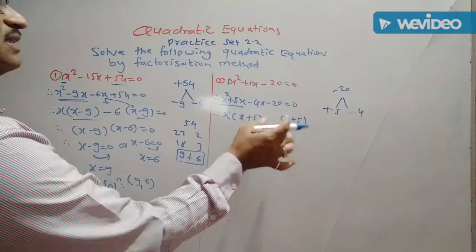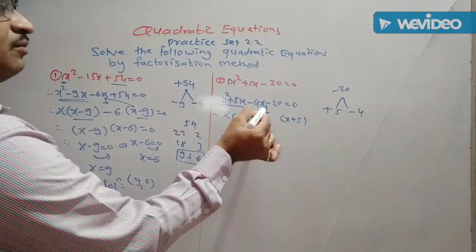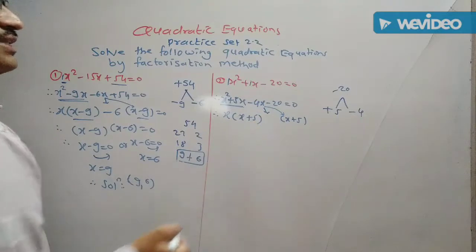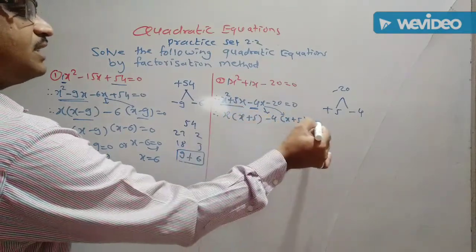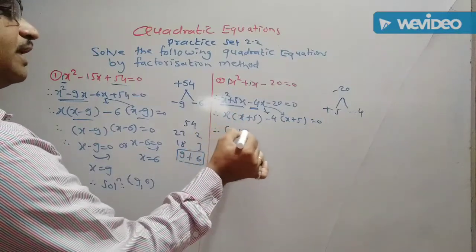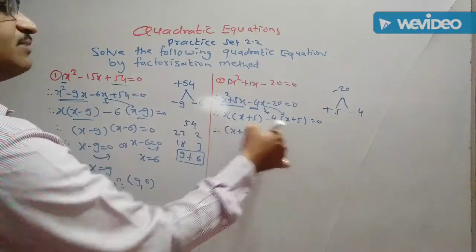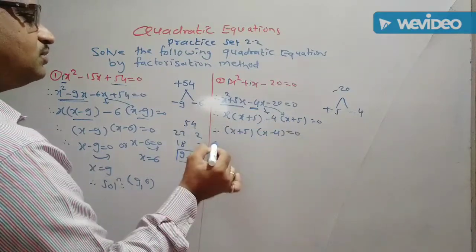Now in the place in between these two brackets, I write the remaining third term. From this third term, x already gets common in the bracket. Therefore, remaining is minus 4, so I write minus 4 in between both the brackets. Therefore, the (x + 5) bracket gets common, and the remaining is x minus 4 is equal to 0.